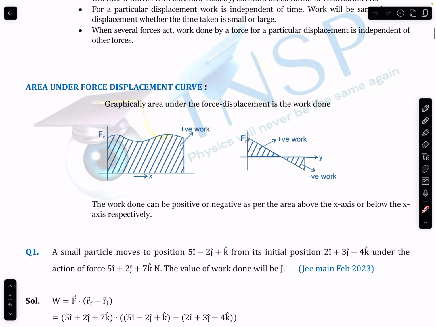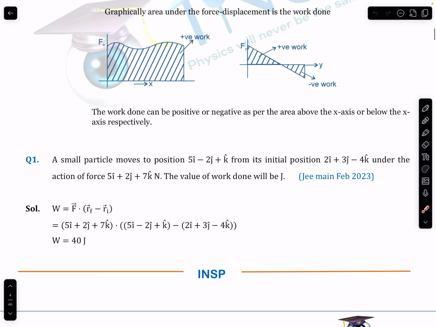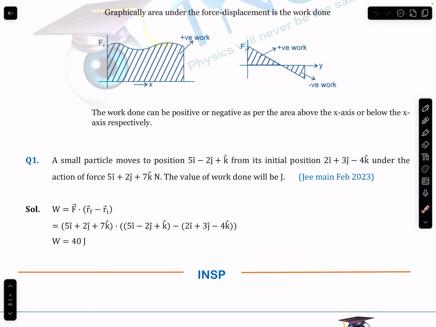Next is the area under the force-displacement curve. That will give you the work, and if the force is changing its direction, it will follow the same rule as area. So if the curve is above the x-axis, whatever the displacement axis is, it is positive work done, and otherwise negative work done. Now there are some very small examples I have taken here.